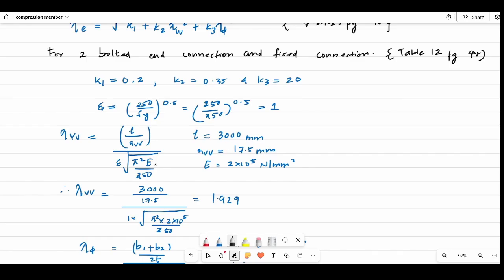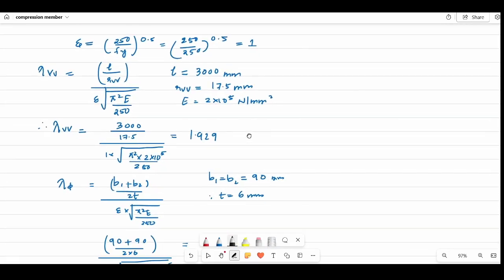And E is the modulus of elasticity of the steel, which is 2 × 10^5, and epsilon value is 1. When we substitute all these values, we will be obtaining lambda vv as 1.929. Now another value which is required for calculating the effective slenderness ratio is lambda phi.